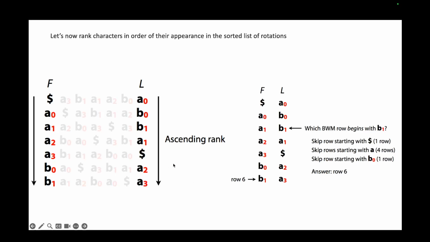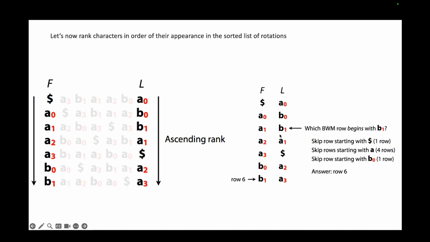Okay, now let's rank these characters in order of their appearances in the sorted list of rotations. Now this is the ascending order. If you sort this, you have A0, A1, A2, A3, and then B0, B1. So you've sorted it using the first column, and this is your sorted BWM. Now this is your last column, this is your first column, right? What you want to see is which comes after what. So you're trying to reconstruct the whole sequence.